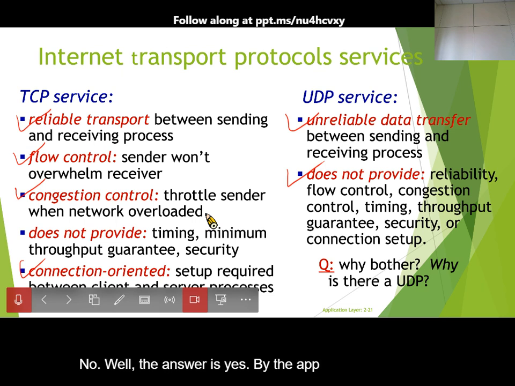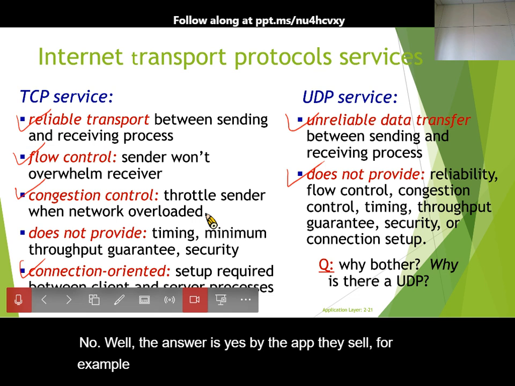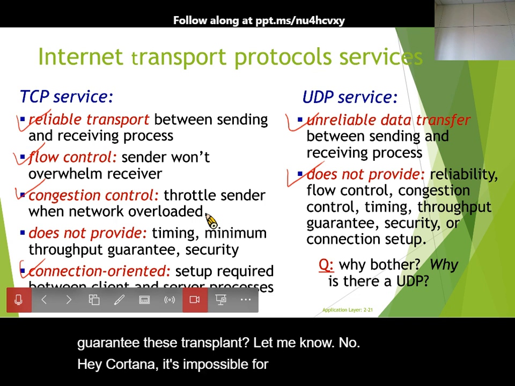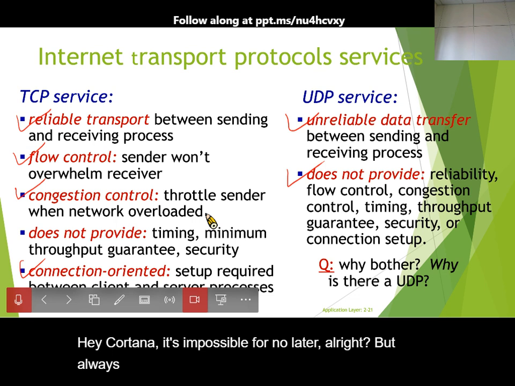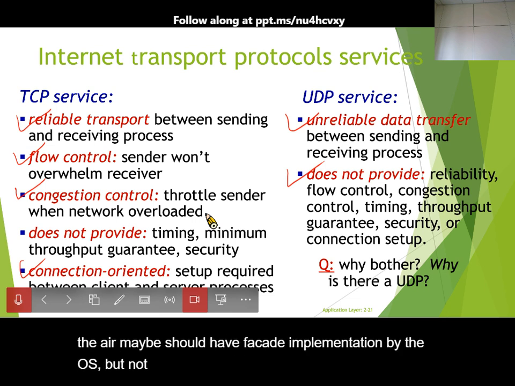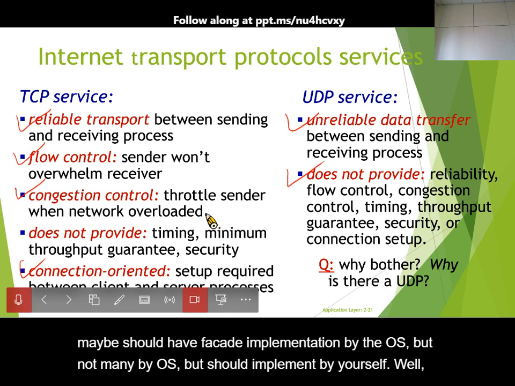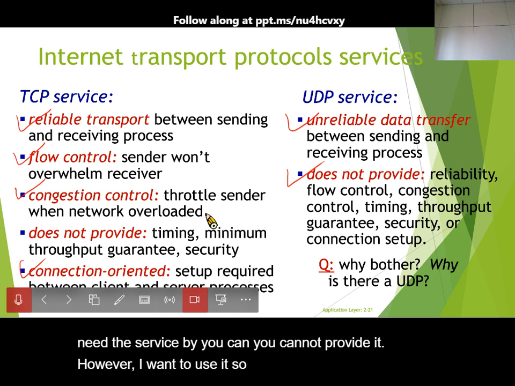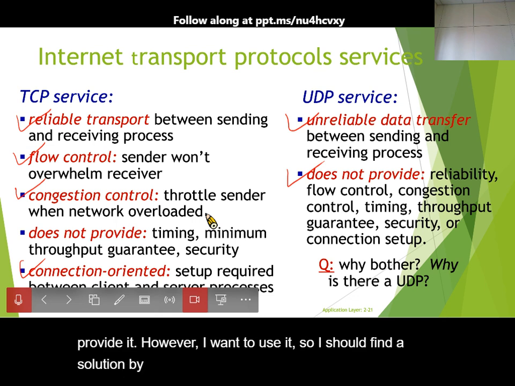For example, here, I request a throughput guarantee. Can you guarantee this, transport layer, let me know? No. And in fact, it's impossible for a lower layer. By the OS, in fact, the app may have some implementation by the OS, but not many. You should implement it by yourself. Well, I need the service, but you cannot provide it. However, I want to use it, so I should find the solution by myself. So yes, by the app layer itself.